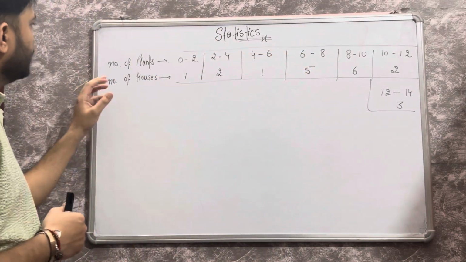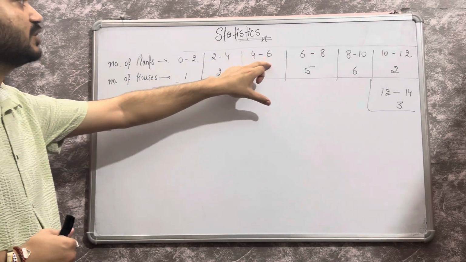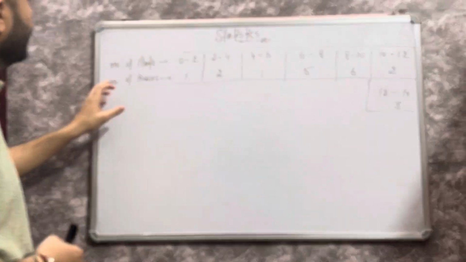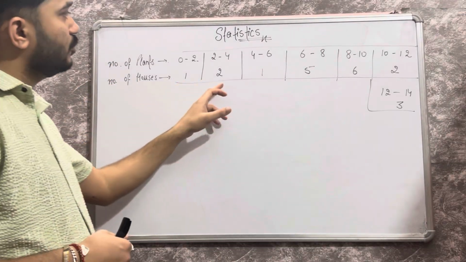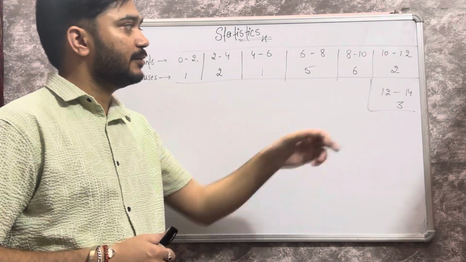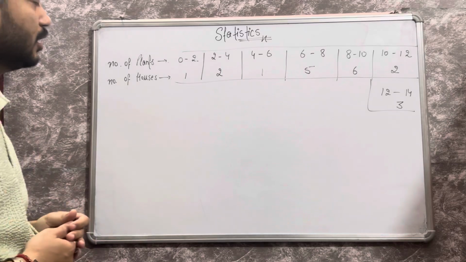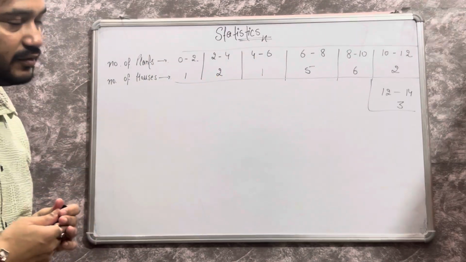Today we are going to study the chapter named Statistics of class 10th and learn how to find the values of mean, mode and median if any data is given to us. Now let us see here the number of plots given to us, that is 0 to 2, 2 to 4, 4 to 6, 6 to 8, 8 to 10, 10 to 12, 12 to 14. And as per that, the number of houses are already given to us, that is 1, 2, 1, 5, 6, 2, 3. Since this data is in horizontal position, we have to convert it into vertical first.